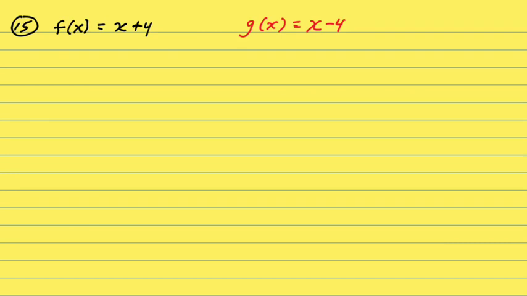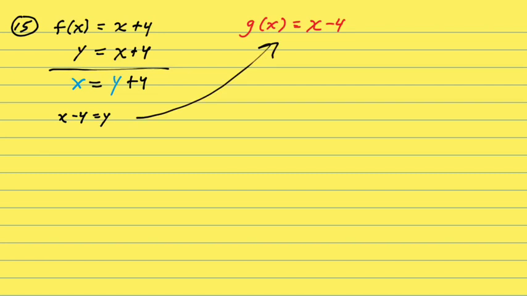These say to verify that they are inverse functions. You could do them two ways. You could actually find the inverse. Right now this says this. To find the inverse, you switch x and y, and solve it for y. And you'd get that by subtracting 4. Does it appear to be the inverse? Yes. Or you could do a composite function, f of g of x.